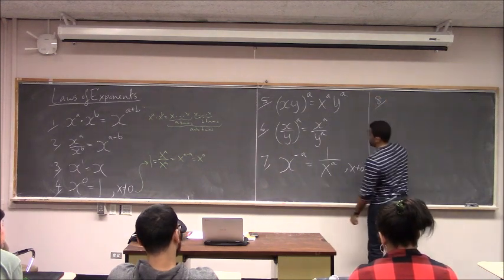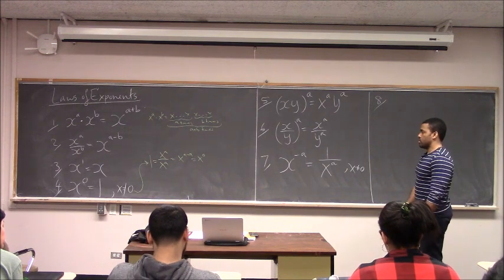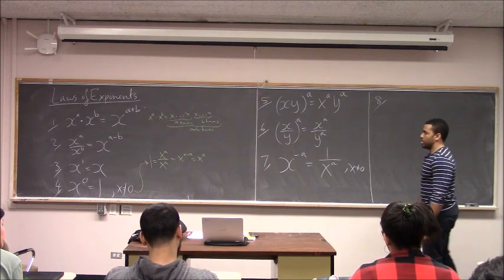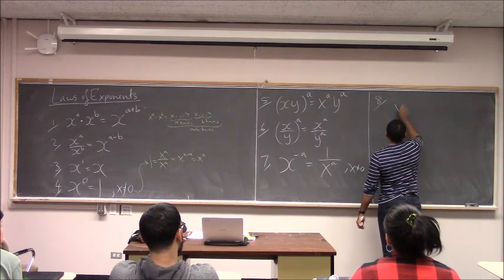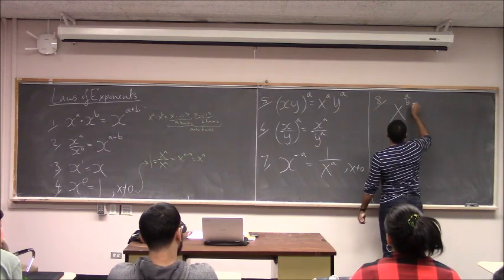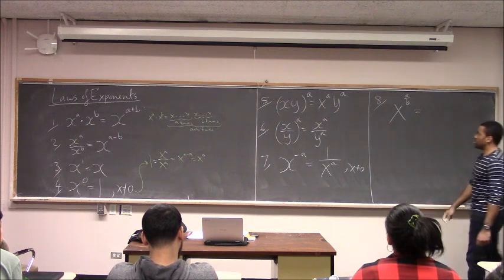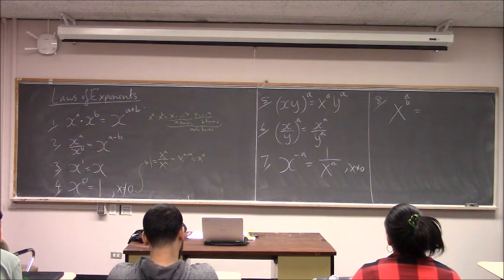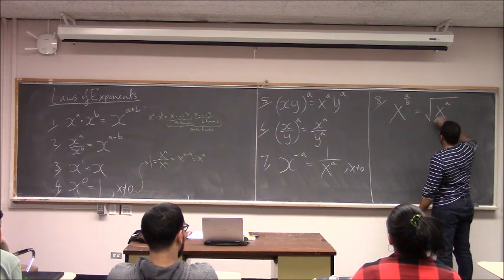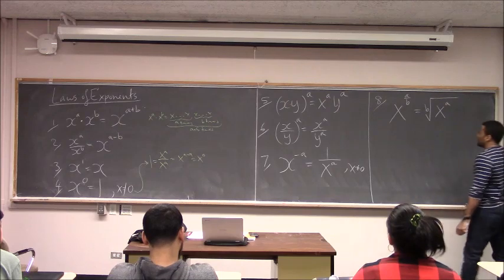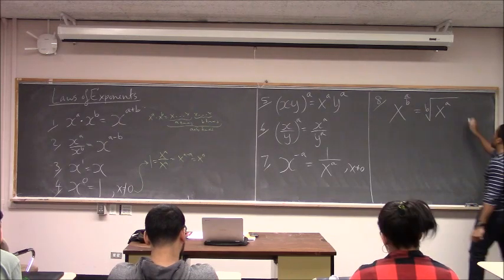I think you have one left. The interesting one, the radical one. This is x to the a over b. What is that equal to? The square root, the b root of x to the a, and it's also the b root of x, to the a. Now, this is equal.